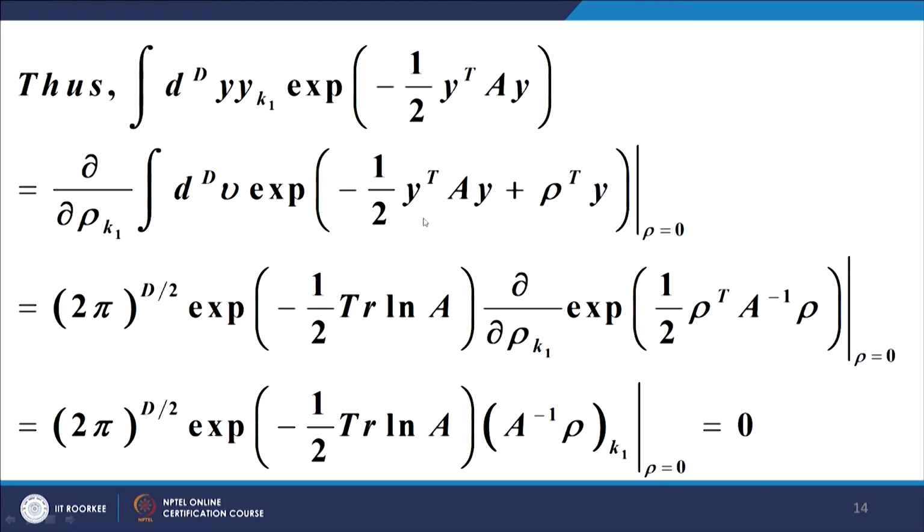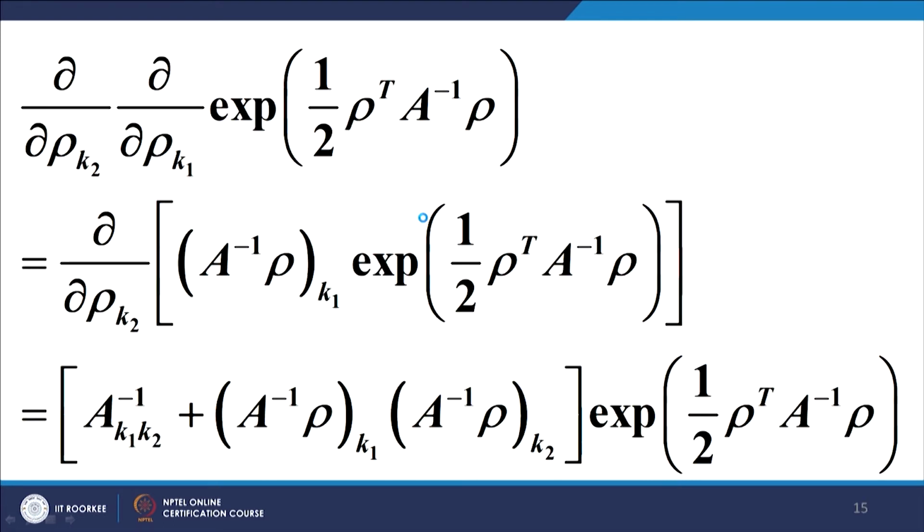So, therefore, if I have one factor here k1, the whole integral gives me 0. To reiterate, if I have one factor here, the whole expression will turn out to be 0, and indeed if you have an odd number of y k's here, the net result will always be 0. Let us look at an even number.